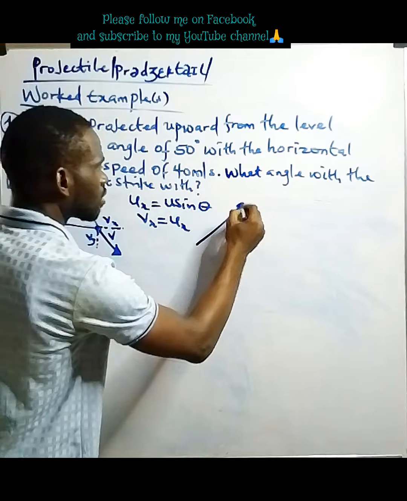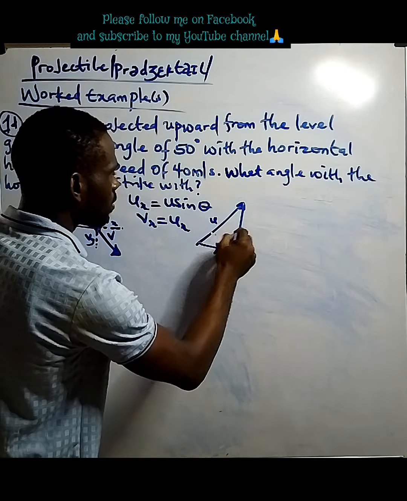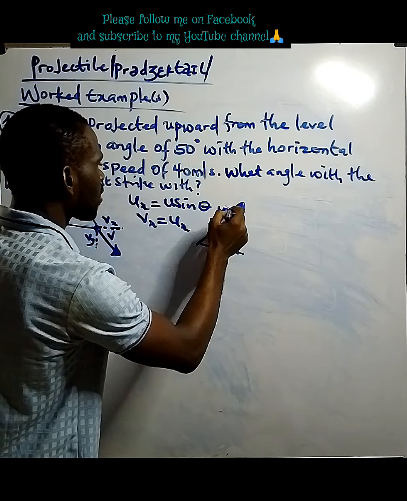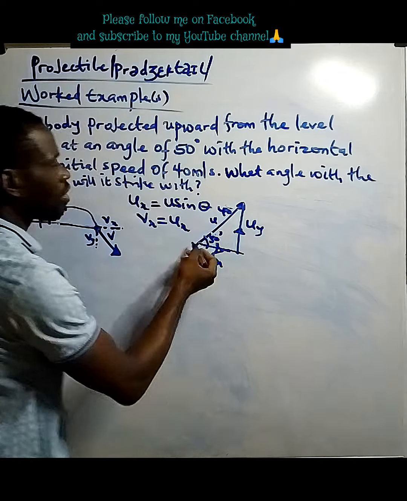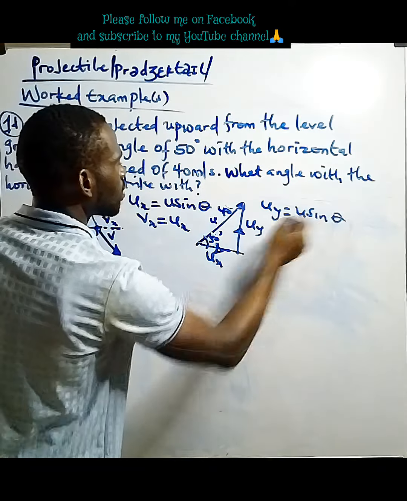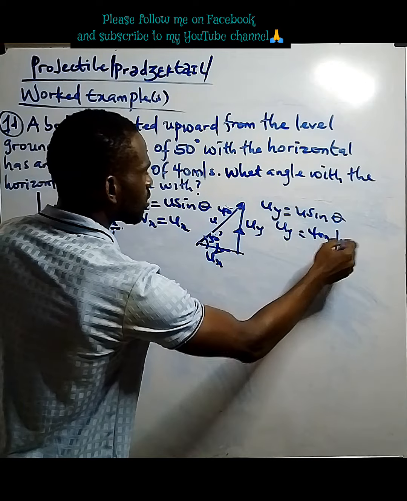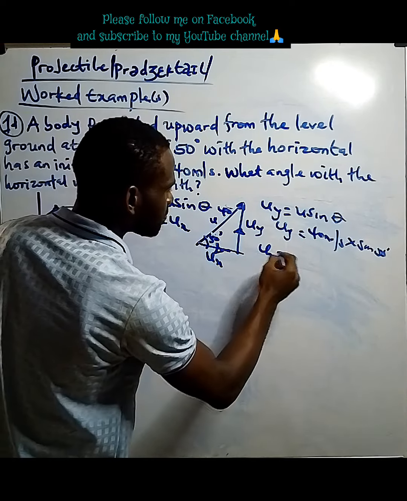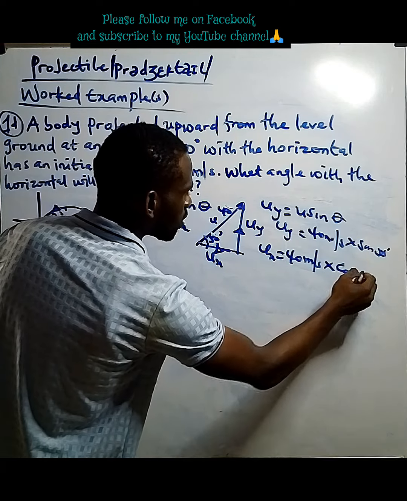If you look at this, this is u here. You see here, this was the initial speed, 40 meters per second, at 50 degrees. So along the y-axis and along the x-axis, opposite over hypotenuse, don't forget, uy is u sine theta. So what's the uy? It's 40 meters per second times sine 50 degrees, while the ux is 40 meters per second times cos 50 degrees.